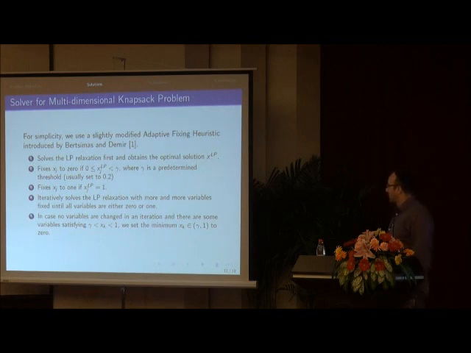And they iteratively solve the linear program relaxation with more and more variables fixed until all variables are equal to 0 or 1. In case no variables are changing in an iteration, and there are some variables satisfying the condition that x is between gamma and 1, they set the minimum to 0.